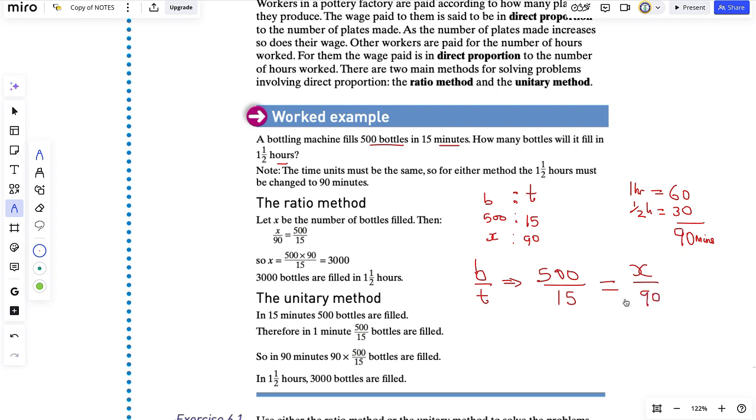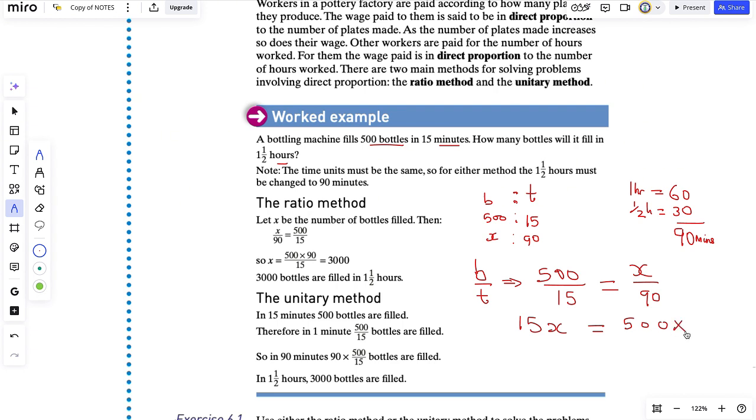Okay, so once we have this, then we can cross multiply. We still come back to the same thing, right? If I cross multiply, I get 15x is equal to 500 times 90.